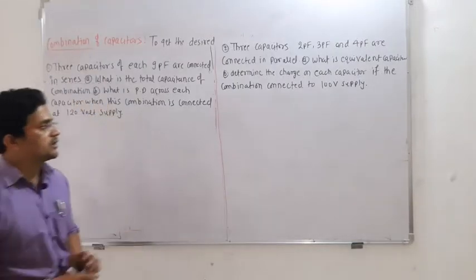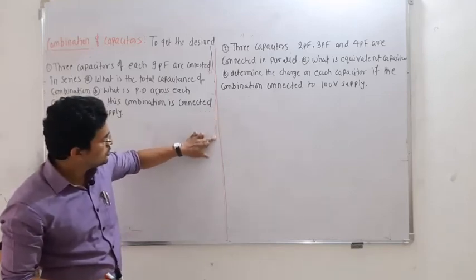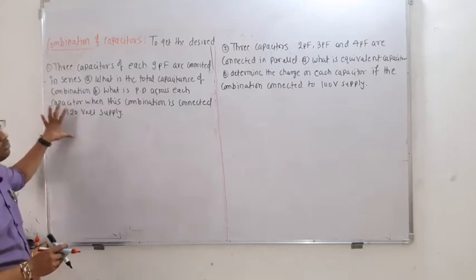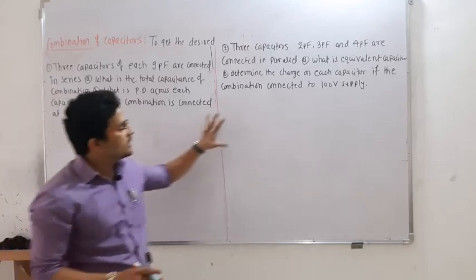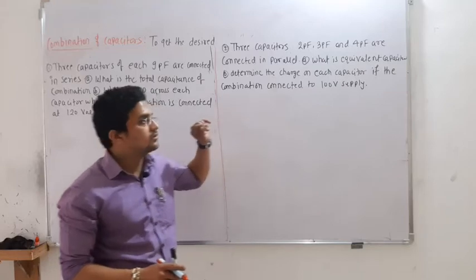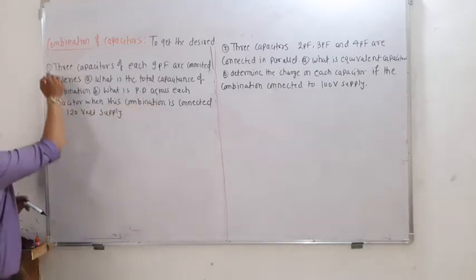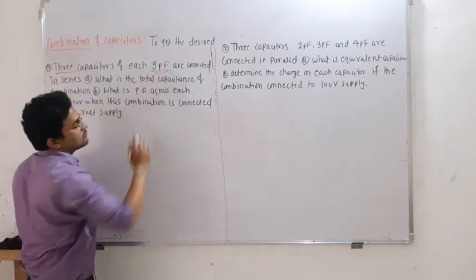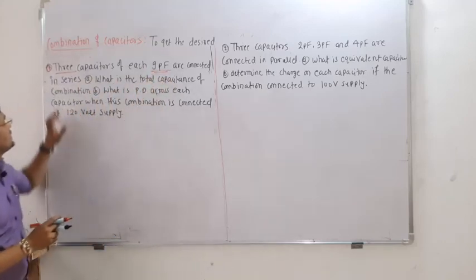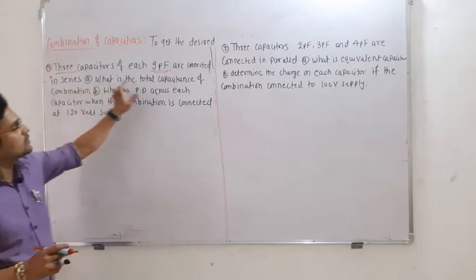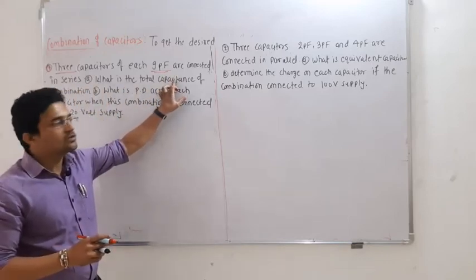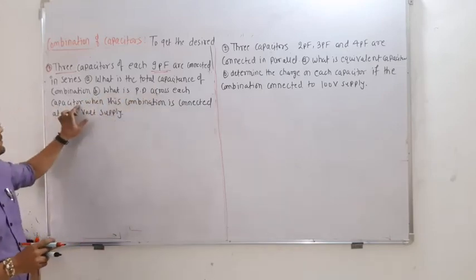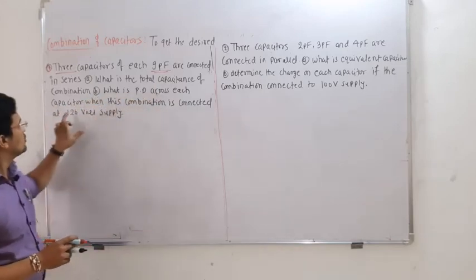Okay, so now we will try to solve two numericals from your NCERT textbook. One numerical belongs to the series combination and another belongs to the parallel combination. So now suppose this is the first one: 3 capacitors of 9 picofarad each are connected in series. What is the total capacitance, that means the equivalent capacitance Cs you have to find out, and then what is the potential difference across each capacitor when this combination is connected to a 120 volt supply.